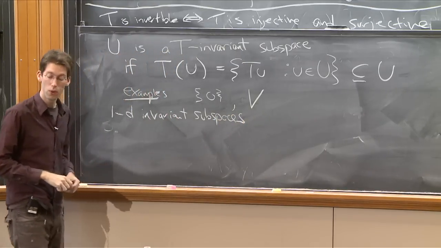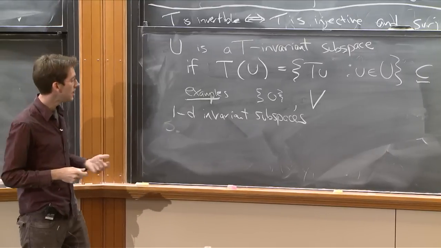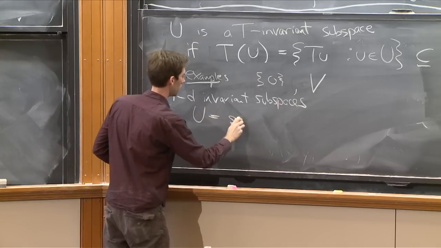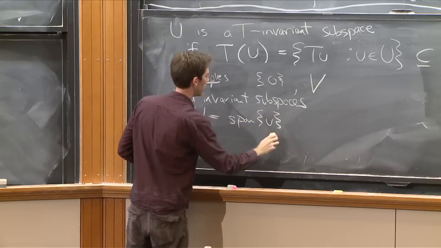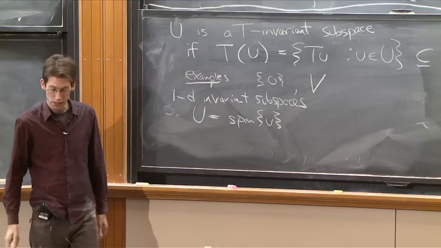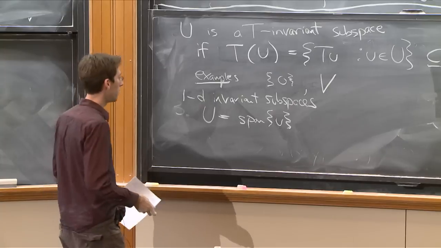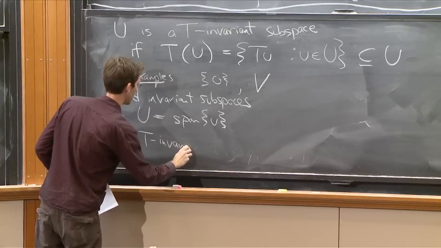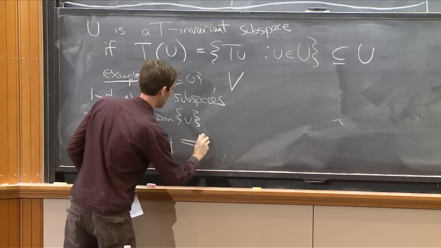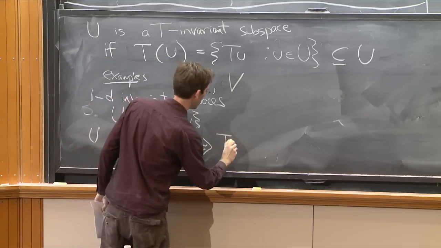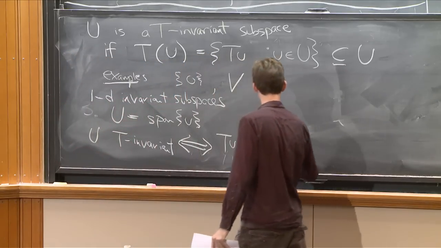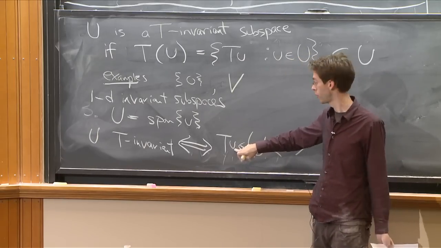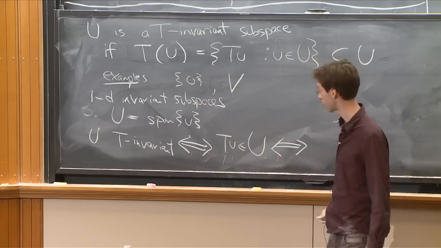So this corresponds to a direction that T fixes. So U, this vector space can now be written just as the span of a single vector U, and U being T invariant is equivalent to TU being in U, because it's just a single vector. So all I have to do is get that single vector right, and I'll get the whole subspace right.